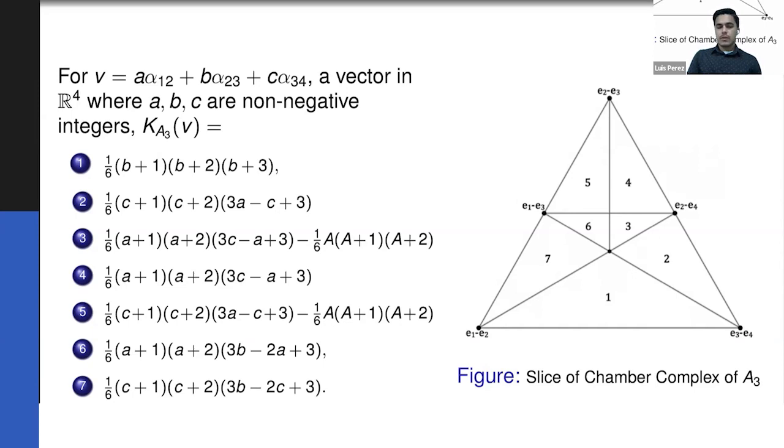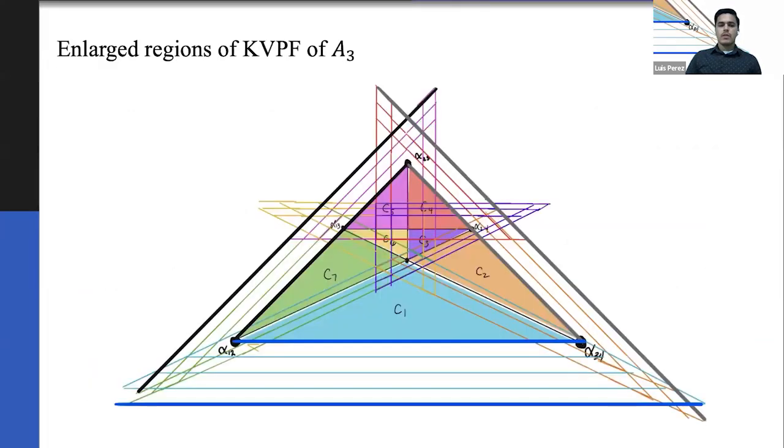Going back to our example of the root system A3, the polynomial functions are given on the left, and they are labeled based on the region they correspond to. Notice that the polynomial functions of regions 1, 2, 4, 6, and 7 contain nice linear factors, and equations 3 and 4 are a difference of polynomial functions that contain nice linear factors. The image is a sketch of the enlarged regions for the cosine vector partition function of the root system A3.